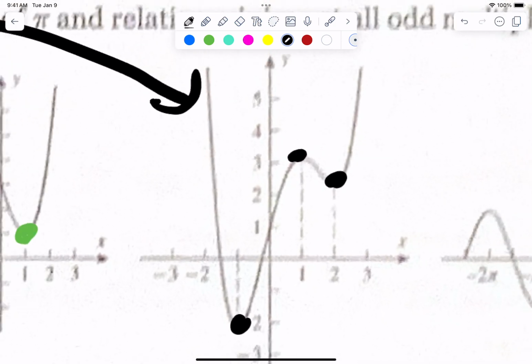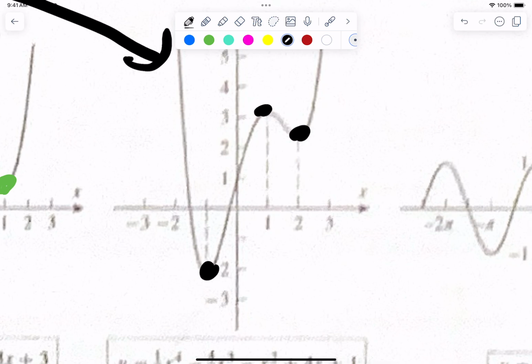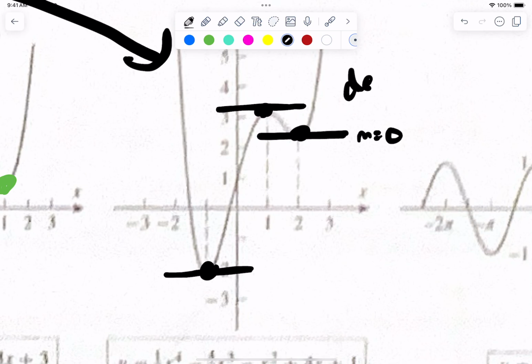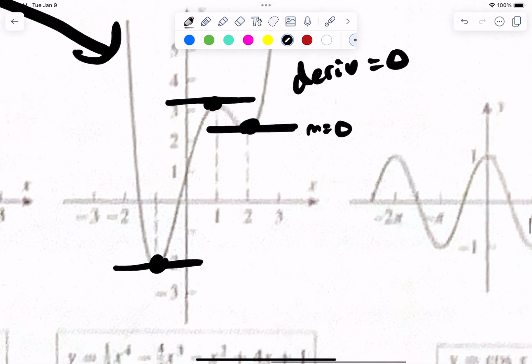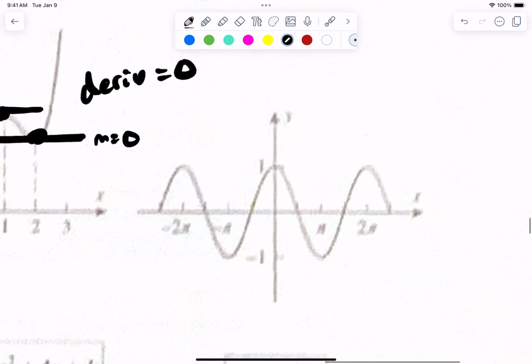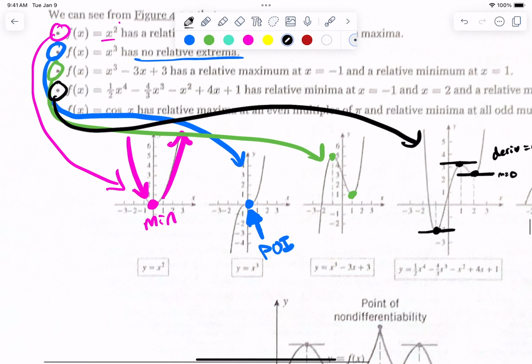By the way, just so we know for sure, those 3 points, 2 of them are mins, 1's a max. What is his derivative at that point? 0. Derivative is slope of the tangent line. His slope is going to be 0. So when I set the derivative equal to 0, that's going to find those maxes and mins for me, right? Make sense? Okay. This last guy, he is the graph of sine, or cosine.